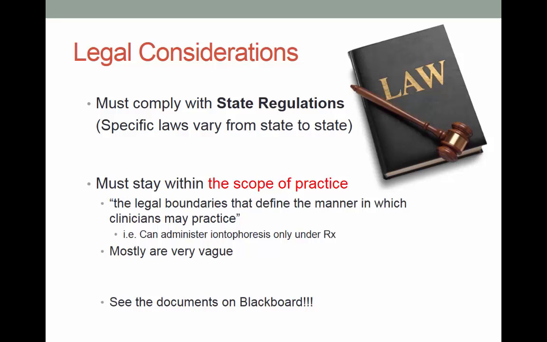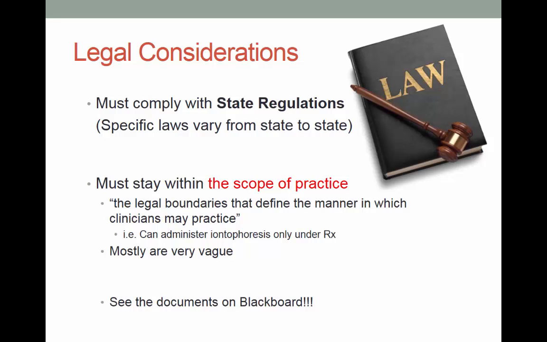We must stay within the scope of our practice. This is the legal boundaries that define the manner in which clinicians may practice. For example, can we only administer iontophoresis under a prescription? Can we use it without? Most statutes are very vague.